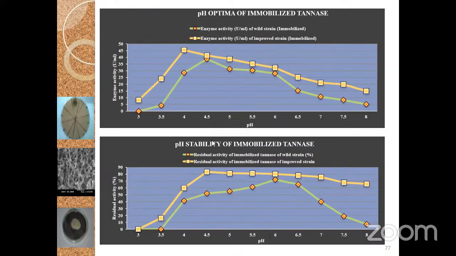When we studied the effect of pH and the pH stability of the enzyme, it was observed that the optimum pH for the improved strain was shifted to pH 4. When we checked its pH stability, the improved strain showed stability in the range of 4.5 to 7. So it will be advantageous in the synthesis of propyl gallate at the industrial level.